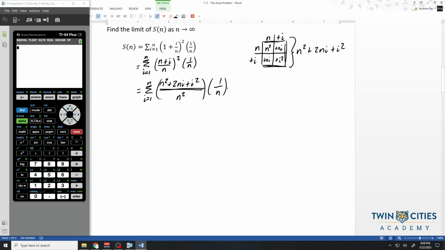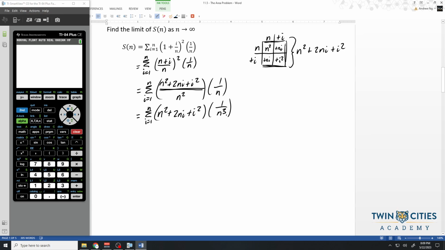Now what I'm going to do is I'm dividing this by an n squared and then multiplying this by 1 over n. So what I can do is break this up and say that this is really n squared plus 2ni plus i squared, that quantity, times 1 over n squared, and then just multiply that 1 over n squared to this 1 over n to give me the summation i equals 1 to n of n squared plus 2ni plus i squared, this times 1 over n to the third power.